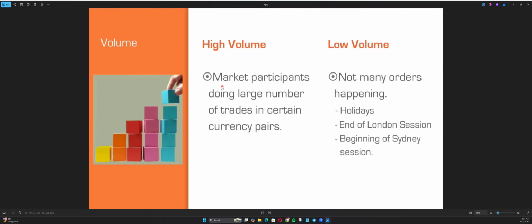So you could have high volume, which is market participants doing a large number of trades in a certain currency pair, and low volume, where not many trades are happening. It's either a holiday, the end of the London session, or the beginning of Sydney, and all of that. So you could also have them in pairs. You could have high liquidity and high volume, or low liquidity and low volume. It just depends on the market.